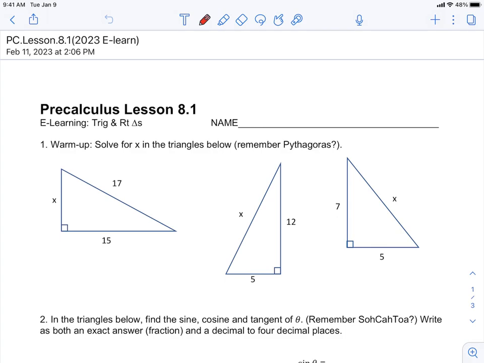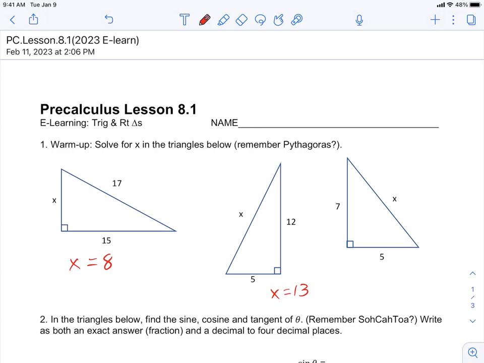So I would ask you at this point to pause the video, calculate all three, and then when you play again, I will have the answers. All right, if you paused and calculated x in all three cases, the first x should be 8, the second x should be 13, and you notice that both of these came out to be whole numbers.